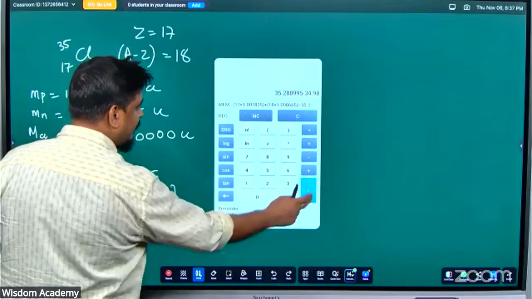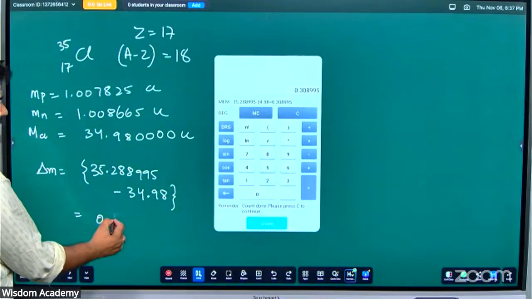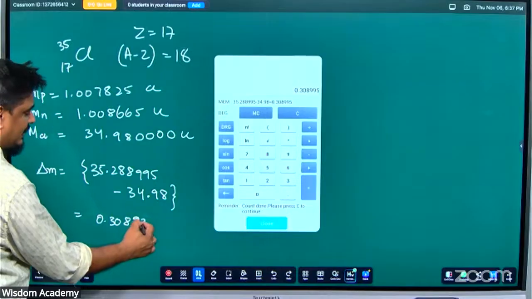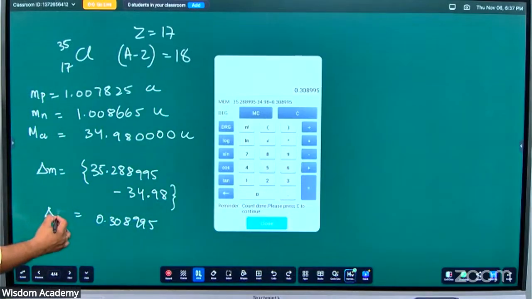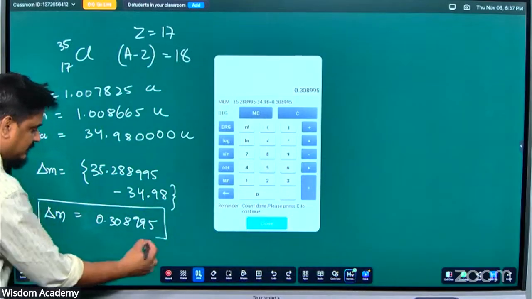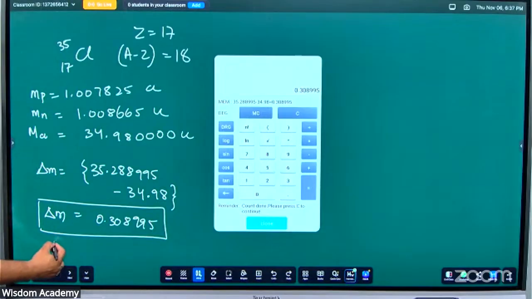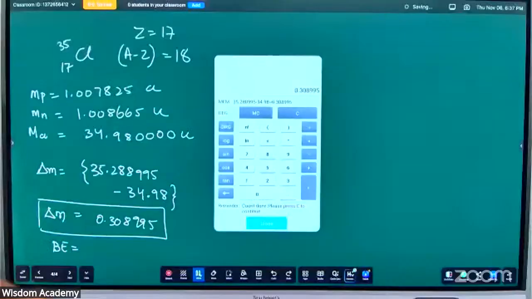34.98. And I'm going to get 0.308995. Check whether you're getting this answer or not. If you're getting this answer, you're almost done. Then binding energy will become equal to, multiply this by 931.